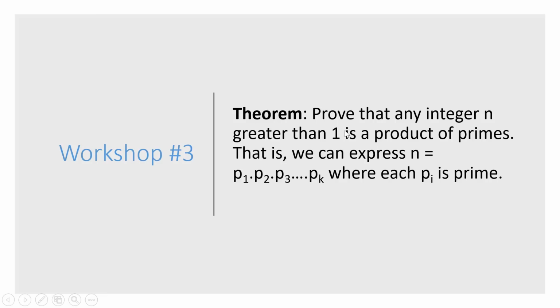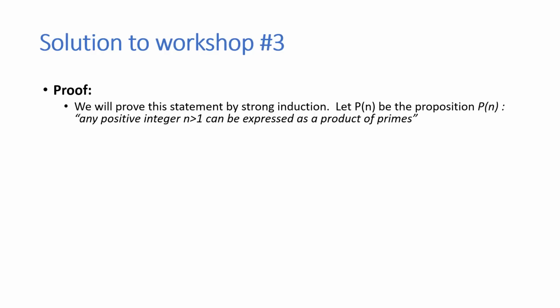So, a theorem. It says: prove that any integer n greater than 1 is a product of primes. That is, if you're given an n, it can be expressed as a product of prime numbers, where each one is a prime. So we'll prove this statement by strong induction. So here's the proof. Let Pn be the proposition that any positive integer strictly greater than 1 can be expressed as a product of primes, including 2. We are starting from 2 and going up. So the base case is that we know P2 is true, since 2 is a prime itself.